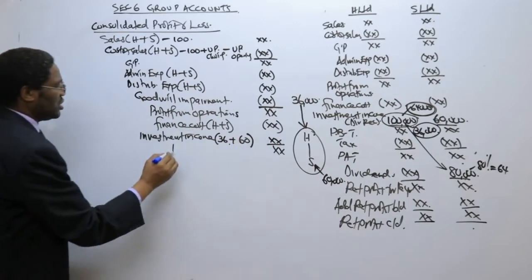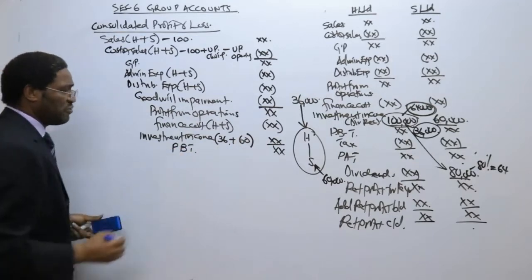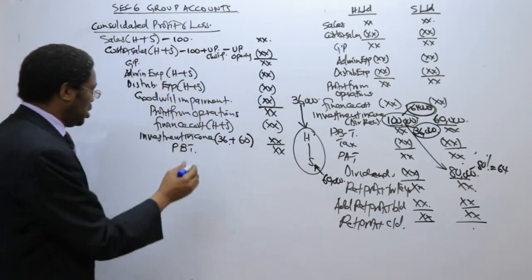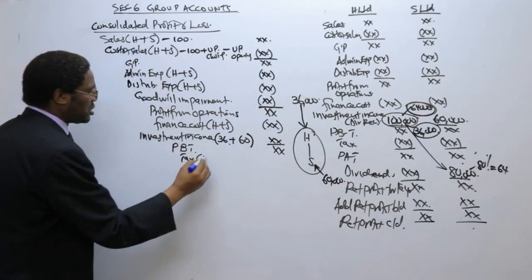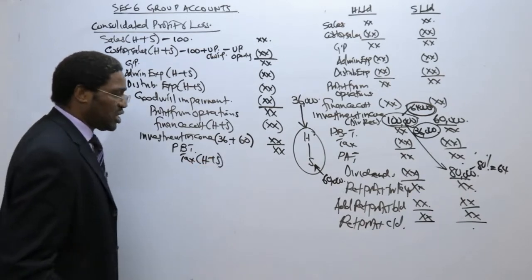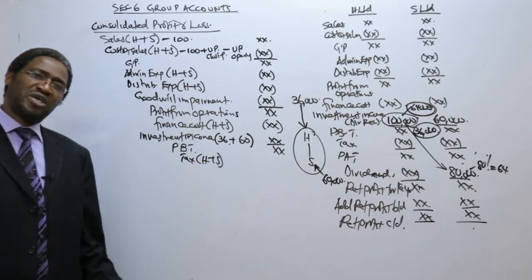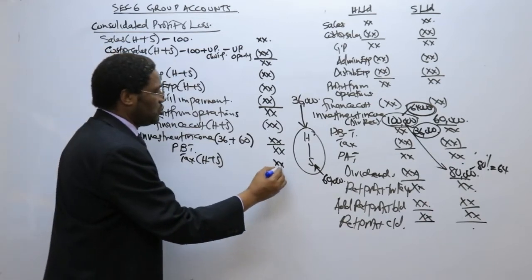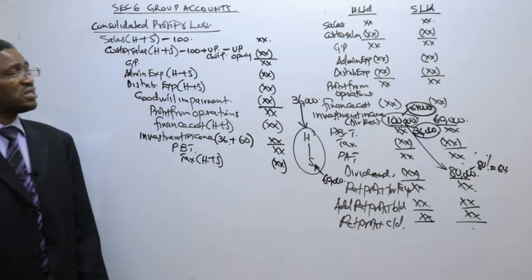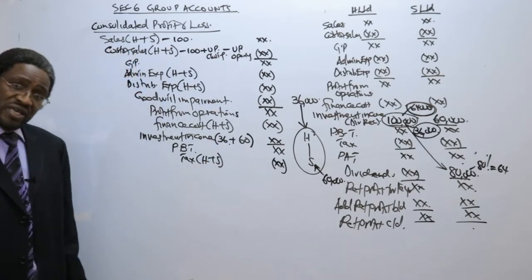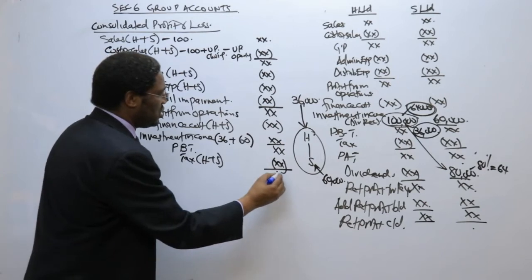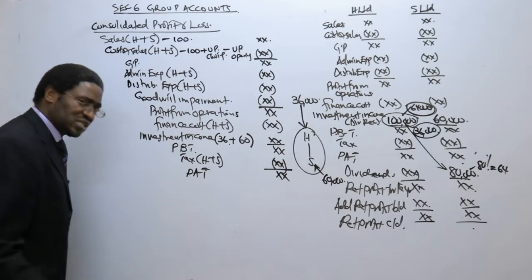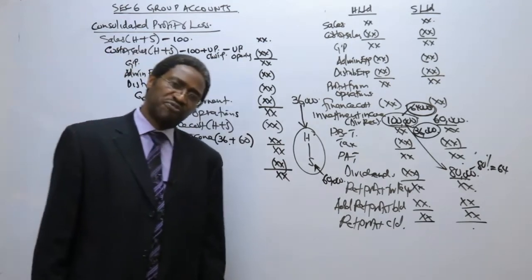Once you do that, you get what we call profit before tax. Then we go on and pick the tax charge. We said last time, with the tax charge you don't have any issues. Just pick the one of the holding company plus the one of the subsidiary company, whatever it is. Whatever you get, that is what becomes your profit after tax.